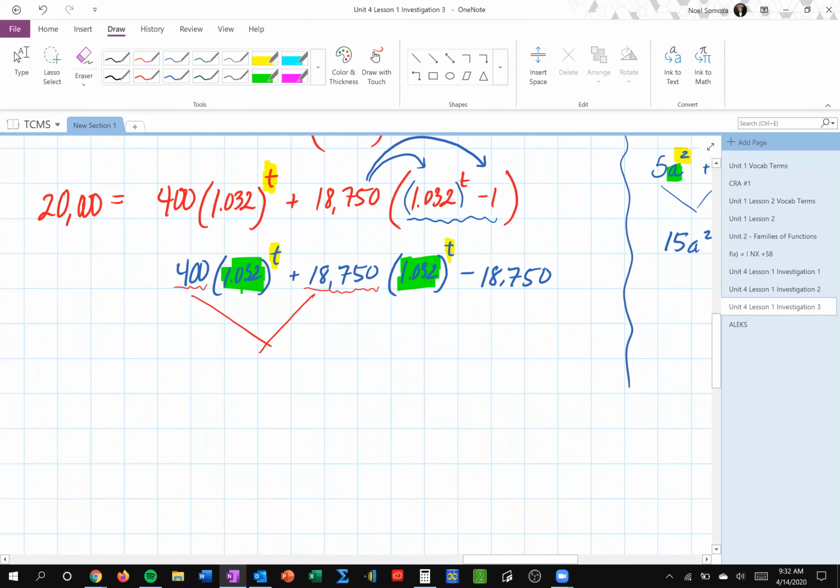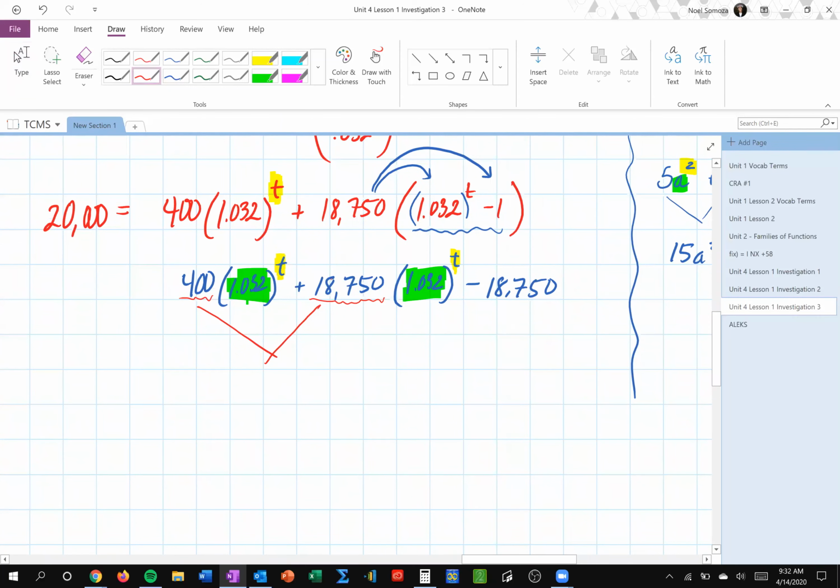So now what we can say instead is 400 plus 18,750, let's double check what that is. That's going to give us 19,150. But they still have the same base with the same variable, so it's still times 1.032 to the power of t, and then I can bring down the rest.